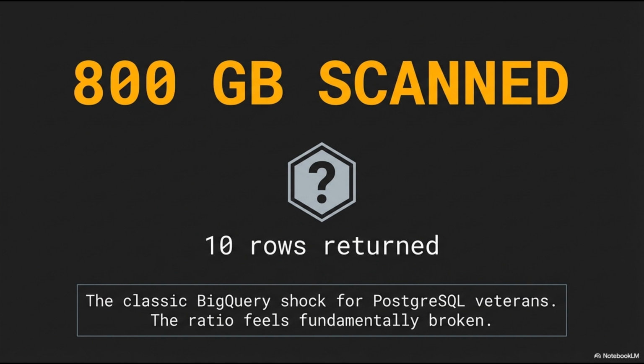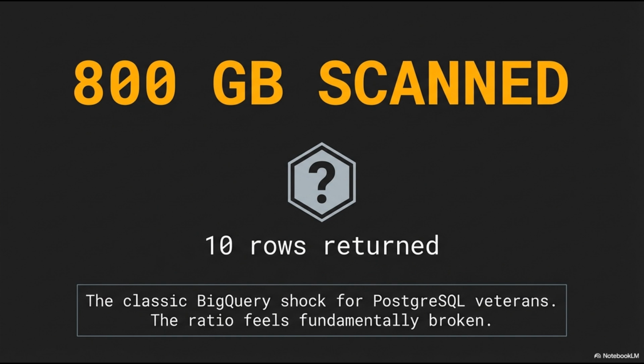It really does. Because, okay, if I have a B-tree index on that user ID column in Postgres, I'm doing a quick index lookup, right? I grab a few pages from the disk and I'm done. The I/O is almost nothing. Exactly. The I/O is minimal. So if BigQuery is scanning nearly a terabyte of data just to find 10 records, it means, well, everything you know about indexing and row retrieval doesn't apply here. No, it doesn't. It feels like a completely different paradigm.